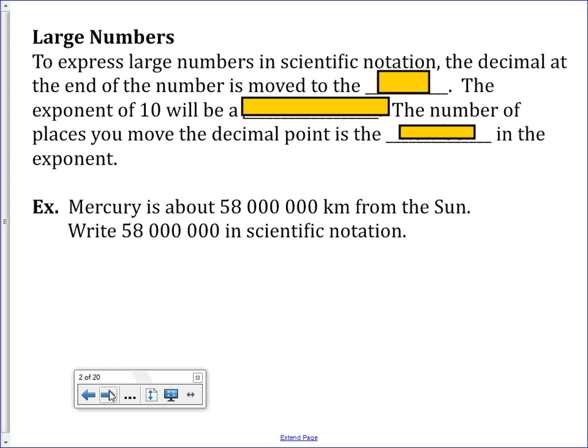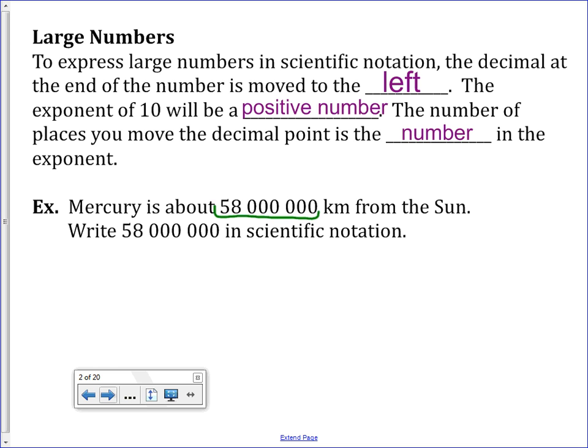When we're dealing with large numbers, to express a large number in scientific notation, the decimal at the end of the number is going to be moved to the left. The exponent of 10 will end up being a positive number, and the number of places that you move the decimal point is the number in the exponent. So let's take a look at an example of how this works. Mercury is about 58 million kilometers from the sun, so we want to write 58 million in scientific notation.